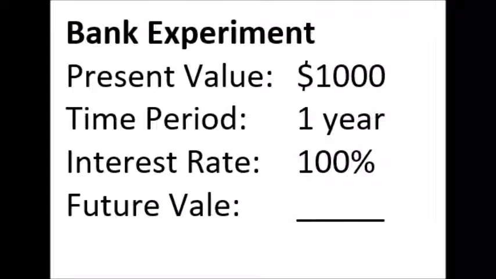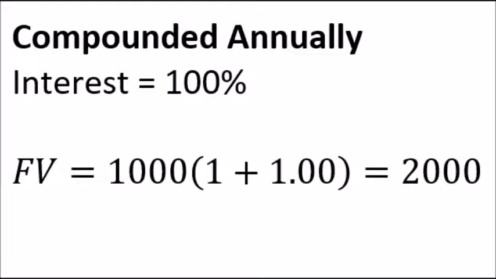Bear in mind that no banks I am aware of pay anywhere near 100% interest. This aspect is a bit contrived, but it is an important part of our fictional thought experiment. So please bear with me. To start, let us suppose that the interest is compounded annually, once per year. That means at the end of the year, they pay you 100% of your initial $1,000 investment. So you double it and walk away with $2,000.